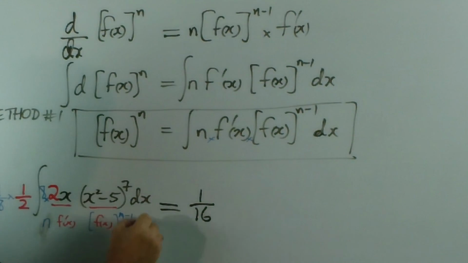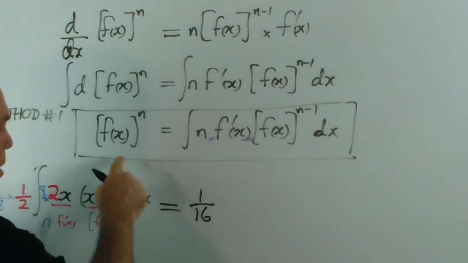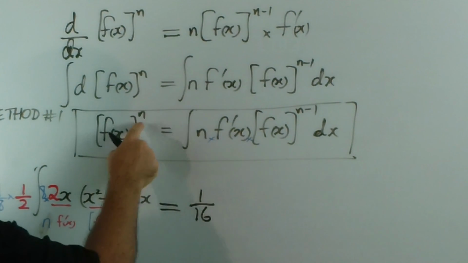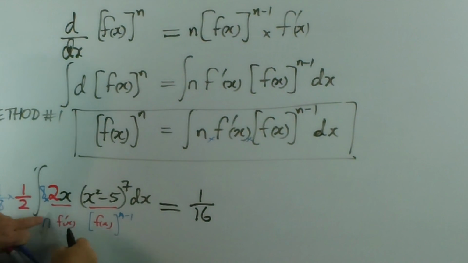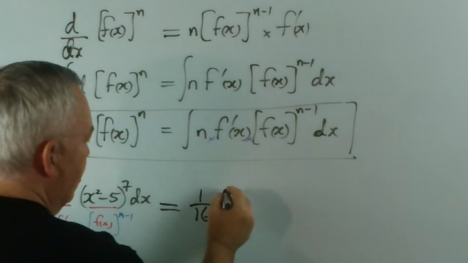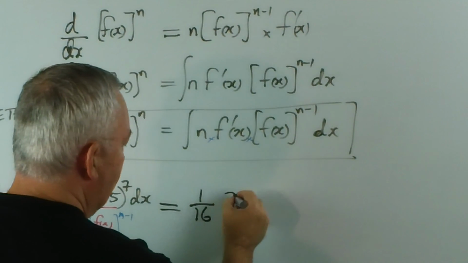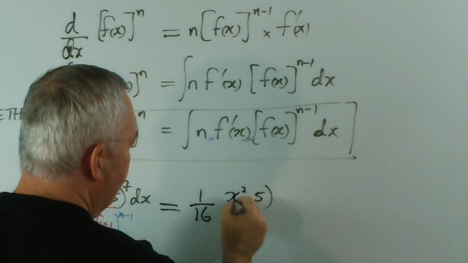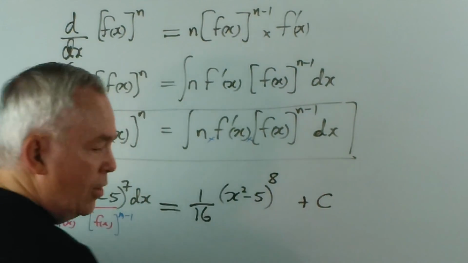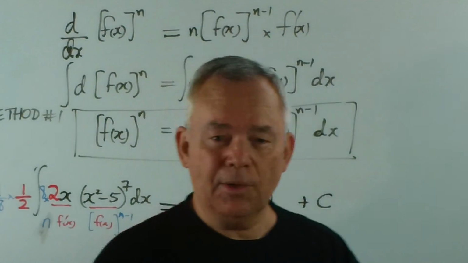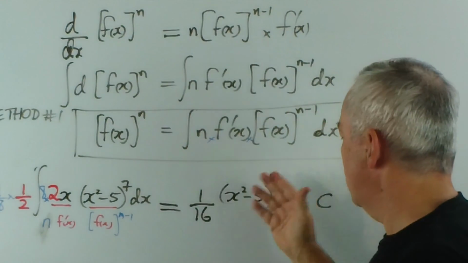And then all of this exactly matches that pattern. So the integral is f(x) to the power n. And n, remember, is the number in blue out the front here. So it'll be f(x) was x squared minus 5, and it will be to the power 8, plus c, of course.